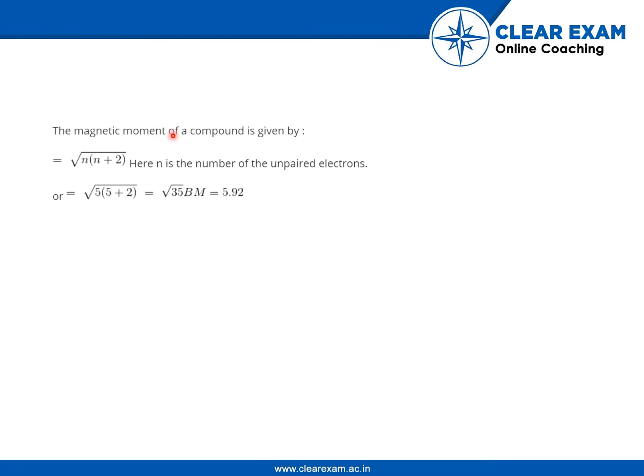The magnetic moment of a compound is given by this formula. As you can see, it has a d5 configuration, so 5 electrons, and it has a weak field ligand, so no pairing will take place. All the electrons will occupy all the 3d orbitals, so there will be 5 unpaired electrons. Put n equal to 5: 5 into 7 gives root of 35 Bohr magneton, which is nearly 5.92 Bohr magneton. For stereochemistry, it is optically inactive.